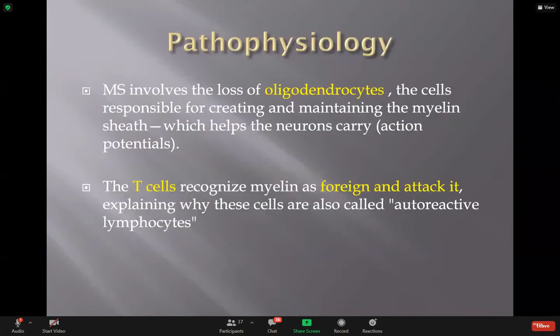So it involves the loss of oligodendrocytes. These are supporting cells present in the brain and the spinal cord that are responsible for the production of myelin. In the peripheral nervous system, there are no oligodendrocytes. There are Schwann cells. They produce the myelin. But in the central nervous system, it's oligodendrocytes that are damaged. All right, the T cells recognize myelin as foreign and begin to attack it. All right, explaining why these cells are also called autoreactive lymphocytes. They attack itself.